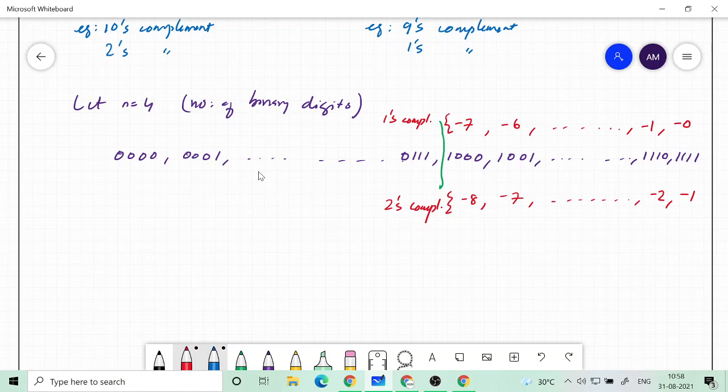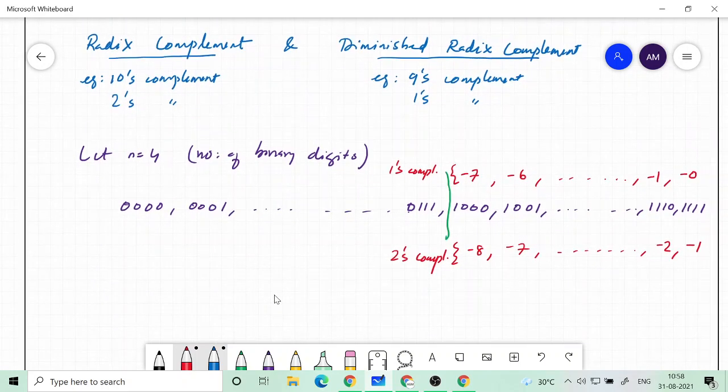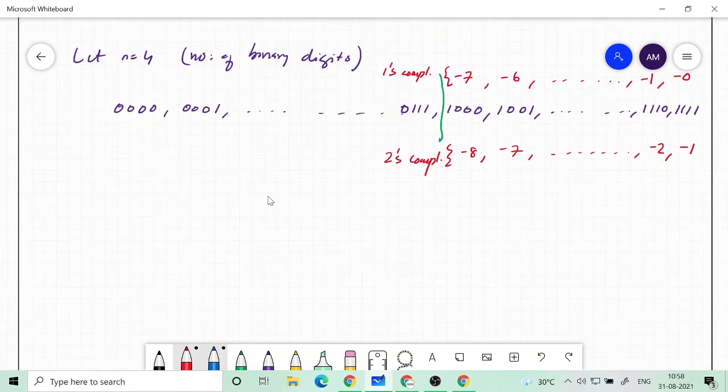But the mapping is like this. For 1's complement, 1 0 0 0 is treated as minus 7, but for 2's complement, it is treated as minus 8. Okay, so this is how the 1's complement and 2's complement look.